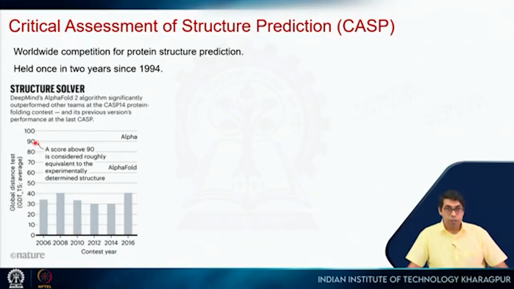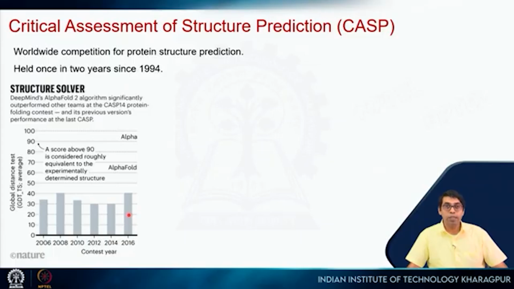A 90% score is the goal of this competition, that if you can get something that is close to 90%, it means that your predicted structure is as good as the experimental structure. So over the years you can see the best performance by any group, and it never crossed 40%. So that was the best that was achieved.